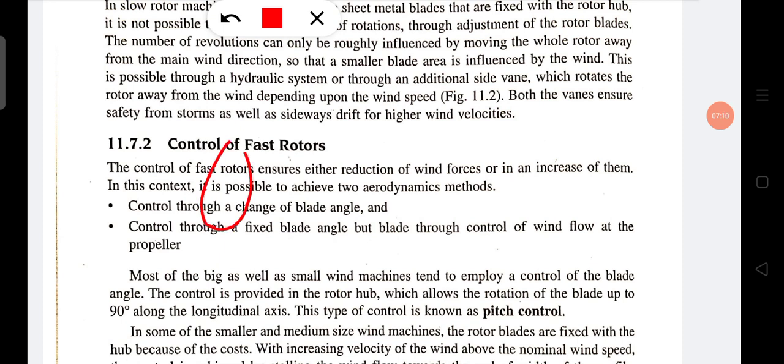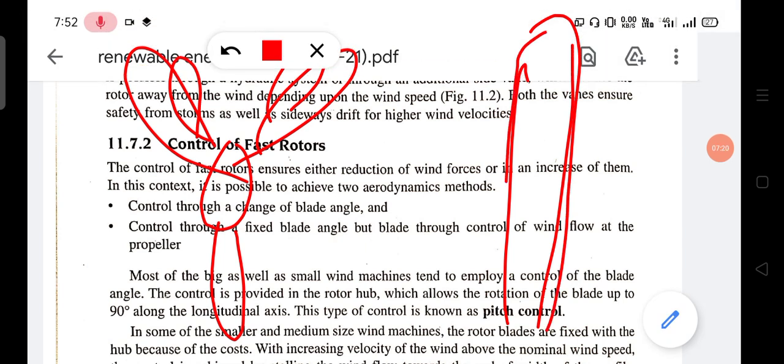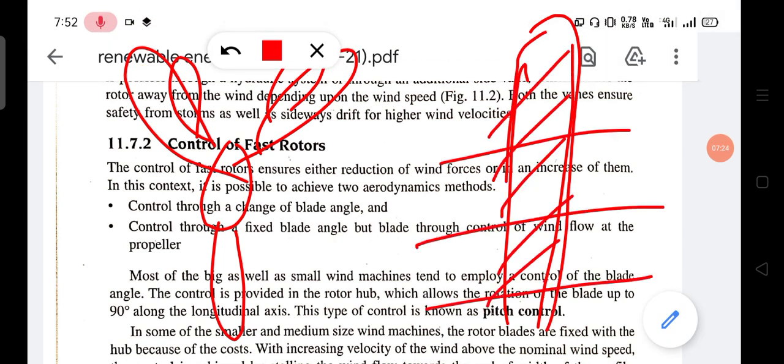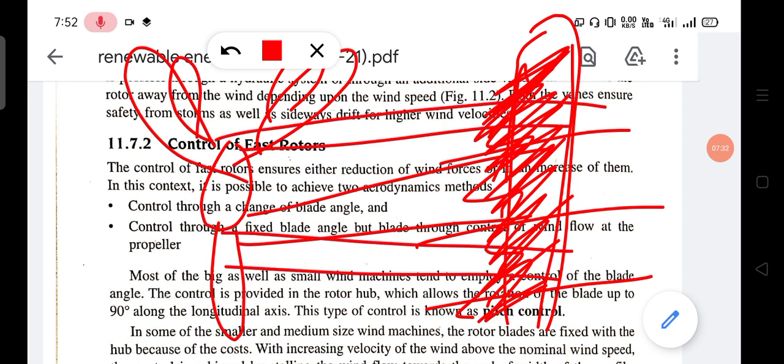Or if there is a rotor, we can make a propeller or passing window of wind, and we can control that passing window by closing or opening or partially closing. We can control the flow of wind to the rotor.